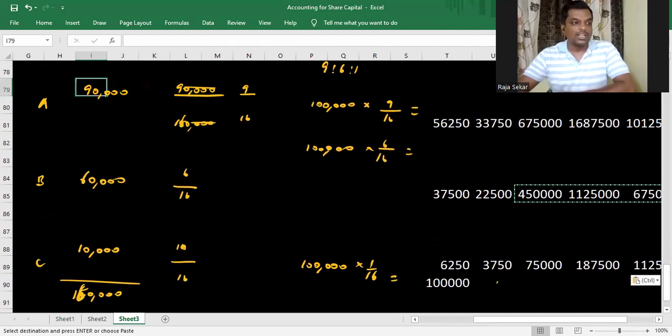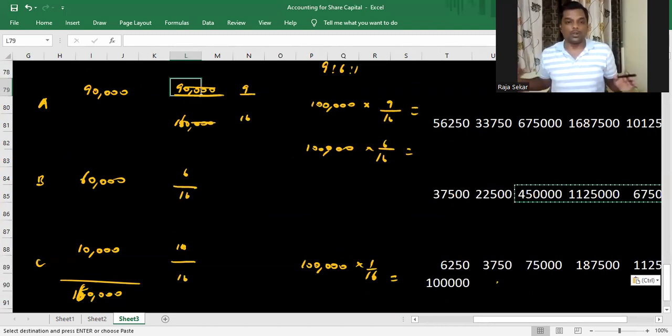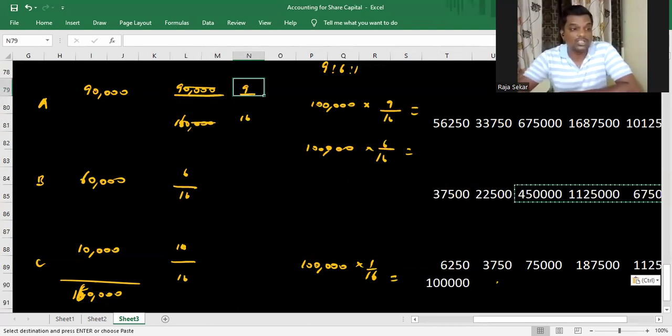For instance, A has applied for 90,000 shares, B has applied for 60,000 shares, and C has applied for 10,000 shares. So what we do is we find out the total applications, which is 1,60,000. The ratio of A's application to the total applications is 90,000 by 1,60,000, which turns out to be 9 divided by 16. And for B, it is 6 divided by 16. And for C, it is 1 divided by 16.